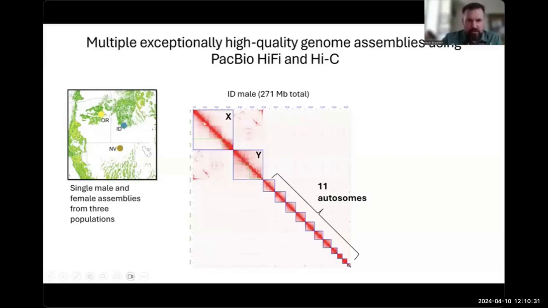And I just want to point out here, the blue boxes are the chromosomes, or sorry, the scaffolds. And then the green is showing you the contigs. What you can clearly see here is that we're assembling the X and the Y in just a few contigs, which is pretty awesome and quite exciting. And then all of the autosomes are being assembled in a single contig. So we have these for males as well as females from all of these populations, although I'm only showing you the male example from Idaho shown here.